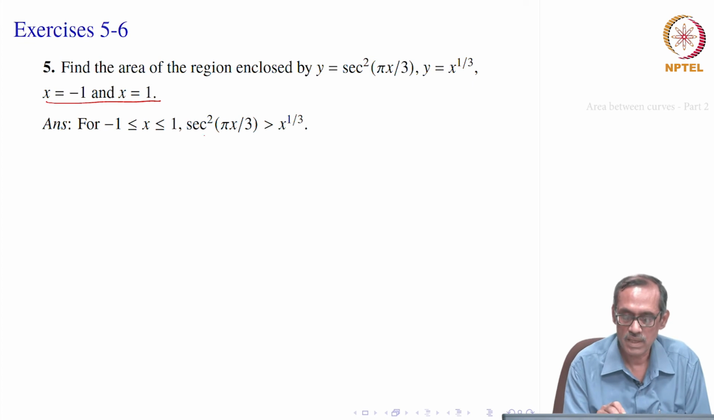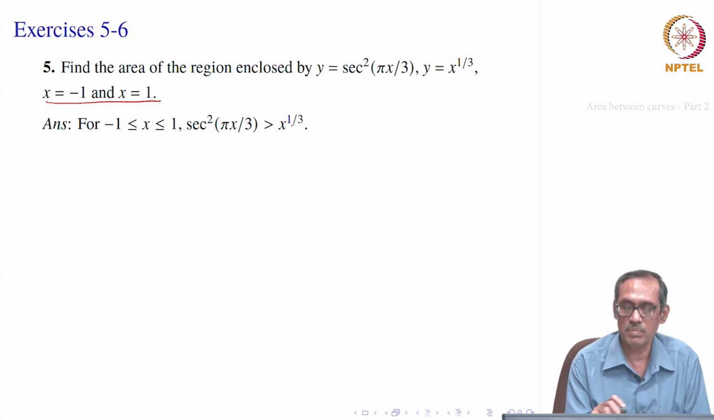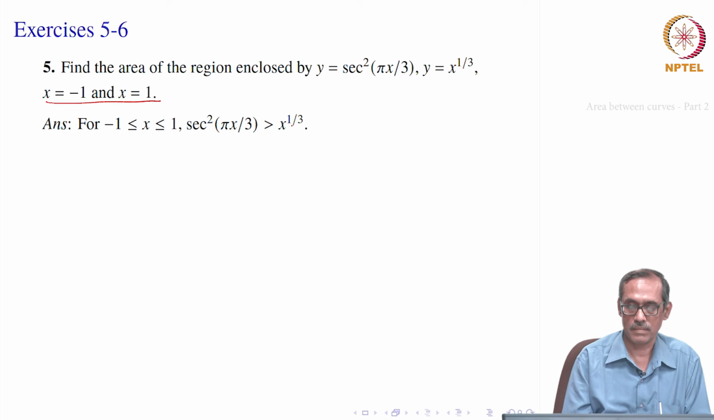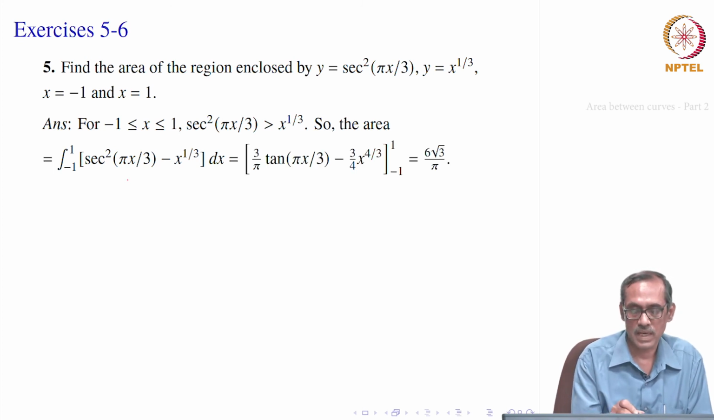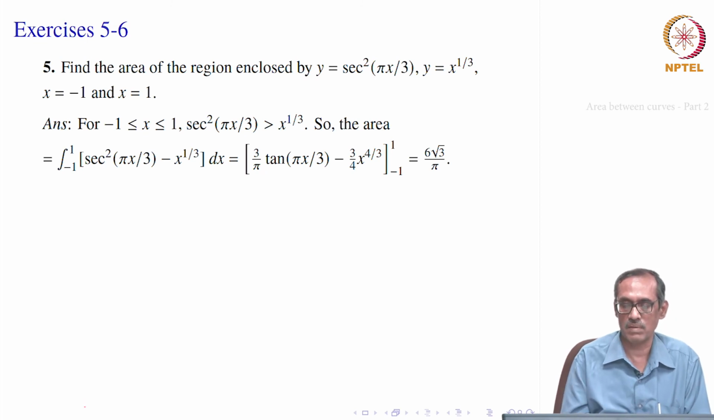For this one we see that secant square pi x by 3 is bigger than x to the power 1 by 3, right. So, since it is bigger, we have the area as the integral from minus 1 to 1 of secant square pi x by 3 minus x to the power 1 by 3 dx, and then you integrate. Secant square gives directly tan of pi x by 3, so you have multiplied 3 by pi, and x to the power 1 by 3 gives 3 by 4 x to the power 4 by 3, evaluated at 1 and minus 1. So, that simplifies to 6 root 3 divided by pi.